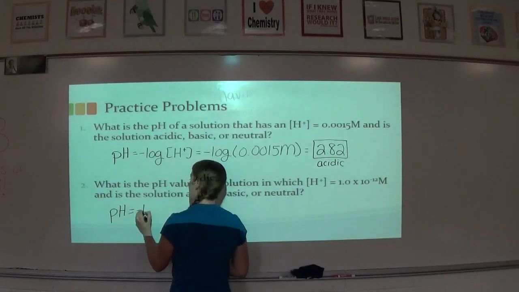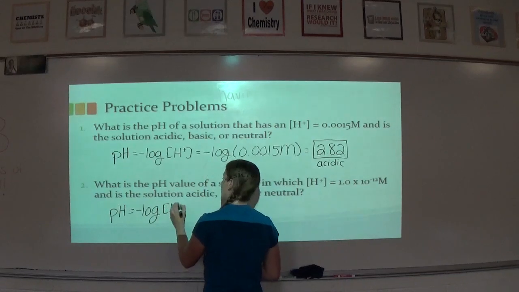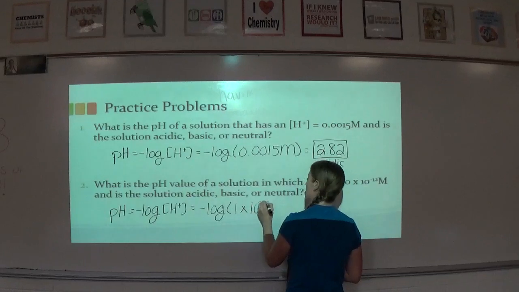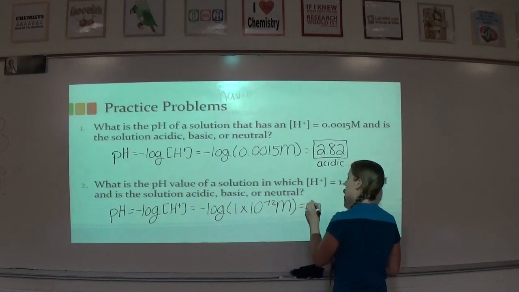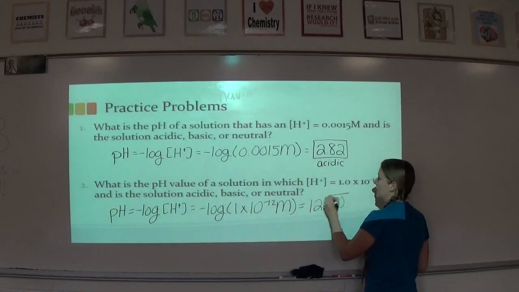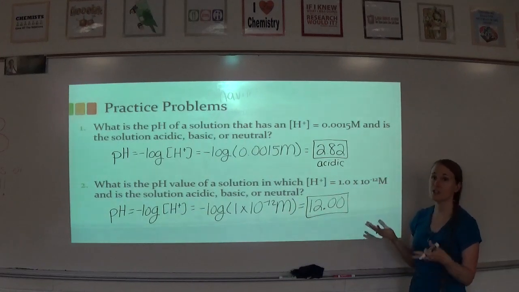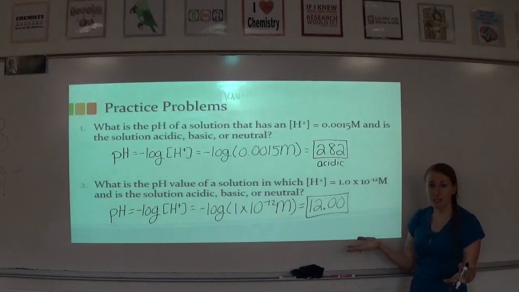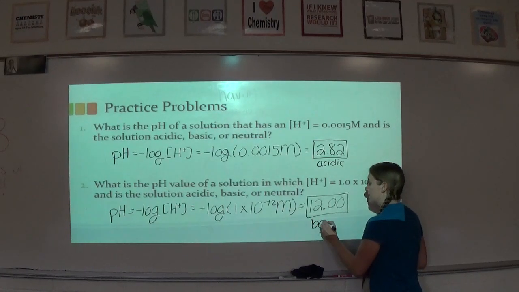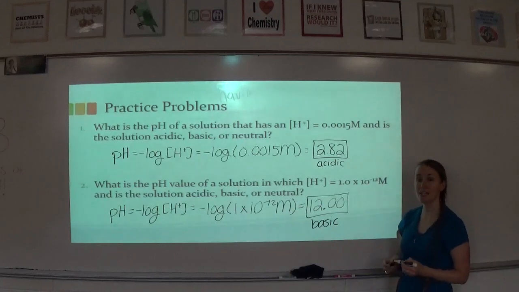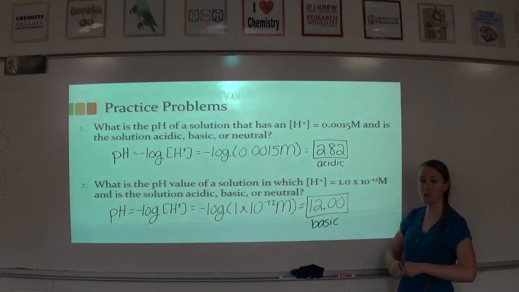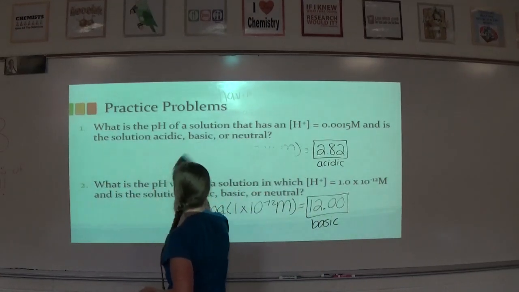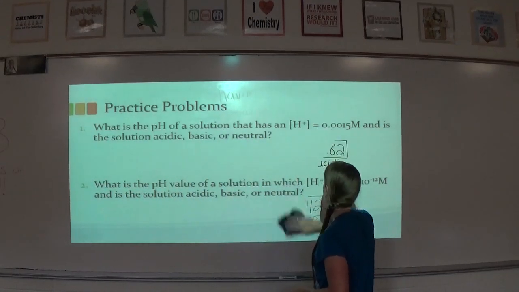So again, pH equals negative log of H+. So I'm just going to do negative log of 1 times 10 to the negative 12. And that's, of course, going to give me 12. Again, pH has no units, so I'm leaving it unitless. And if pH is greater than 7, it is basic. Alright, so again, hopefully you got one or more of those right. So let's look at some other formulas, and then we'll do a little more practice.